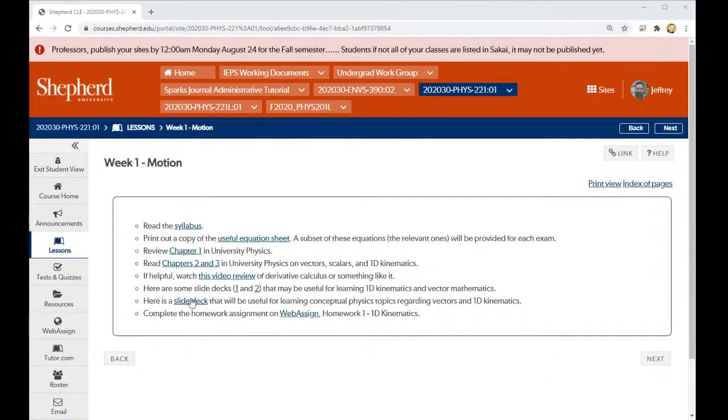There are also some clicker questions. These are concept questions. On the exams, I'll always give you multiple choice questions, so I give you a link to a collection of conceptual questions relevant for this material. And then finally, there's a link to WebAssign, and there's a homework assignment posted there: Homework 1, 1D kinematics.